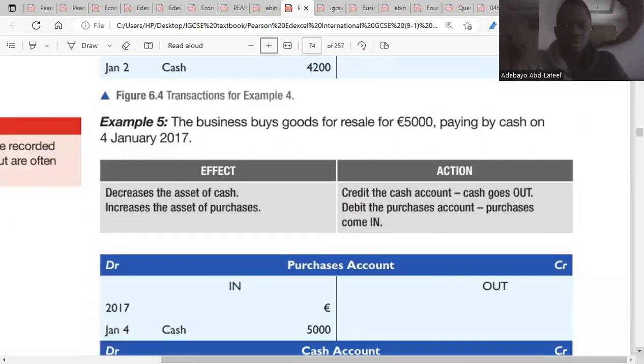The business buys goods for resale for 5,000 euros, paying by cash on 4th of January 2017. When you buy goods for resale, we call it purchases. So we're going to have purchases account and cash account. Here our asset of purchases has increased and our asset of cash has reduced because we paid through cash. So you debit purchases account, you credit cash account. Cash is going out, purchases is coming in to the business. Is it clear, please?